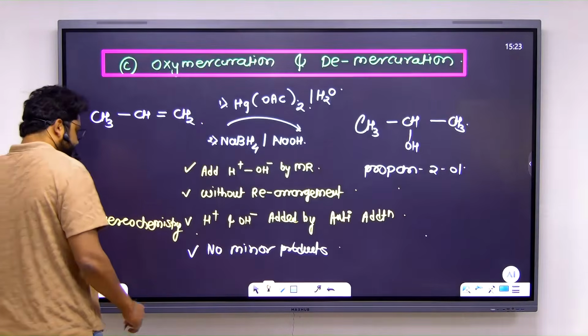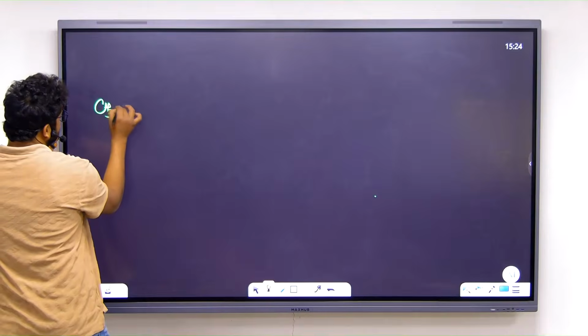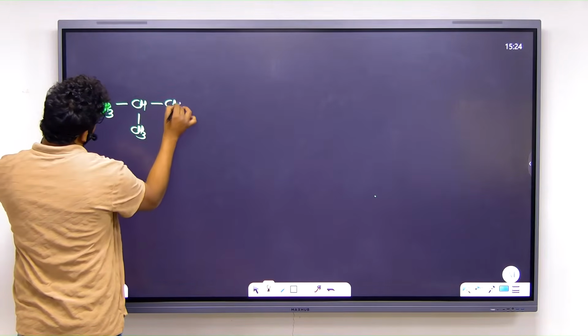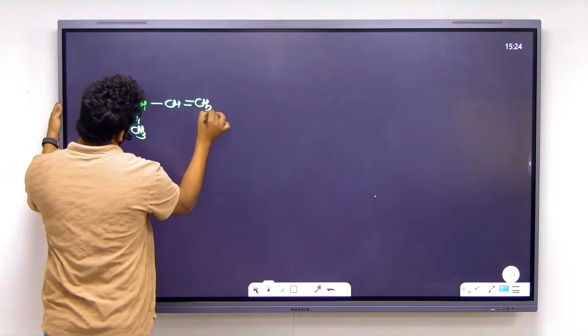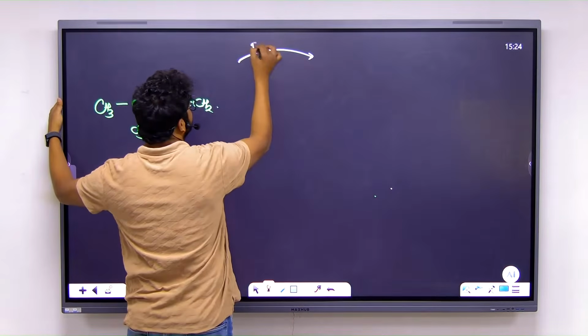Look here, one example. I have this one, that is CH3, CH3, then CH double bond CH2, right? Can you solve this, everyone?